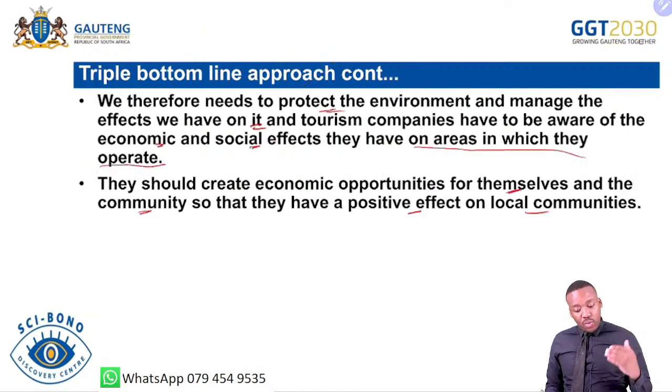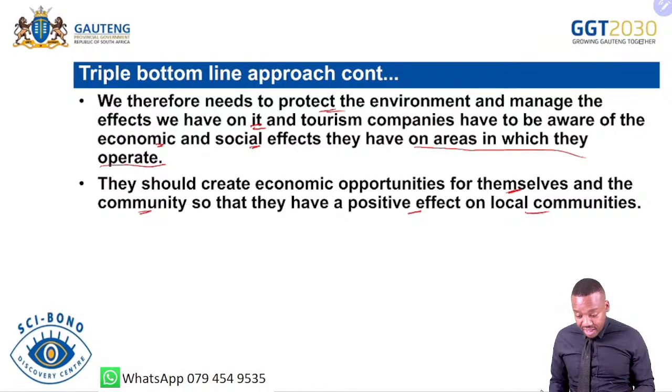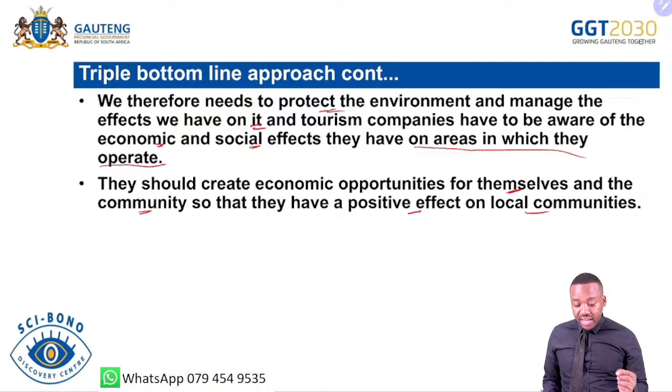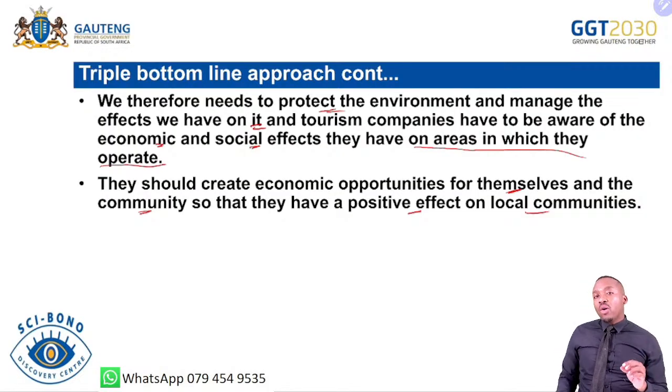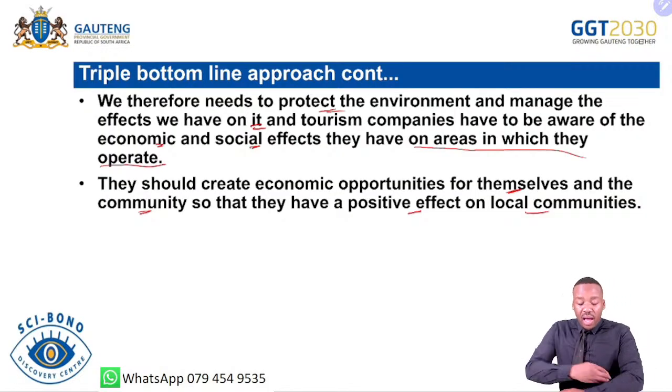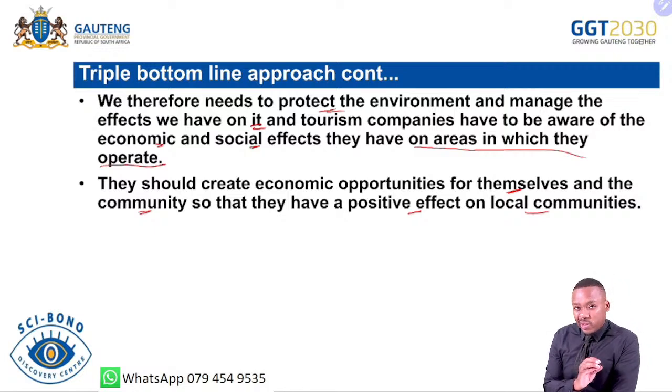We are saying we need to protect the environment. That is the first pillar, and manage the effects that we have on it. And tourism companies have to be aware of what? Of the economic and social effects they have in the areas in which they operate. So basically on this question, you will see when I get to the activities, most of the time you will be given what? A case study.